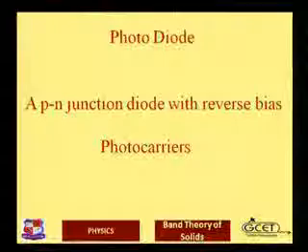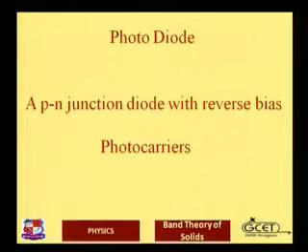Now these are a number of applications of LDR. There is very much scope for the use of the light dependent resistor. Now the second device that we are going to study is the photodiode. A photodiode is a simple PN junction diode with reverse bias, and it works on the principle of photoconductivity again.